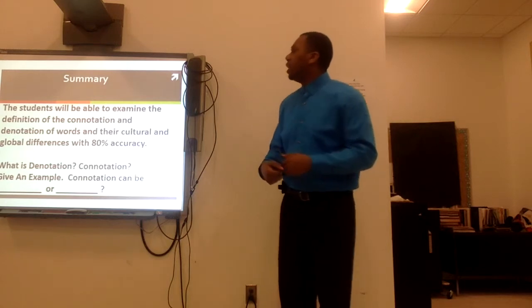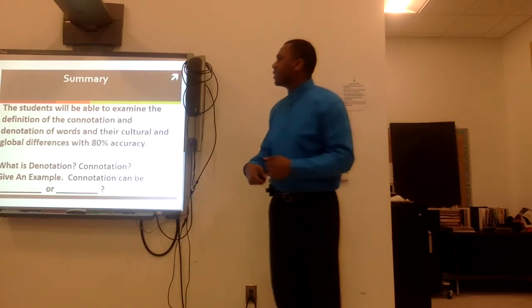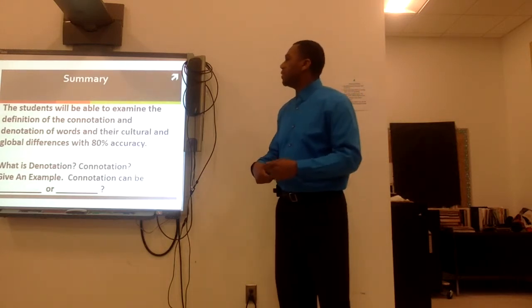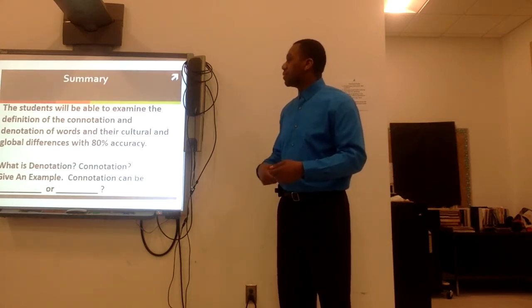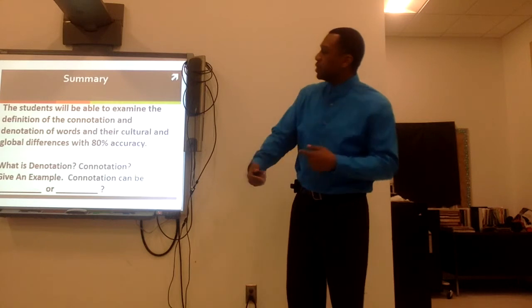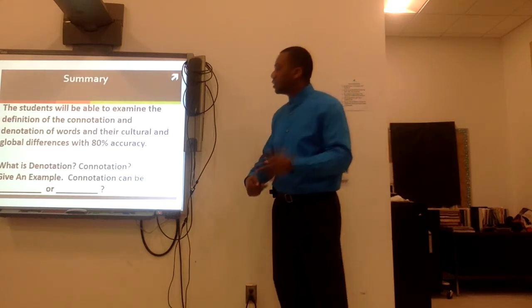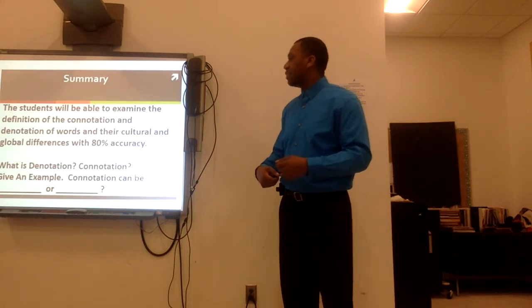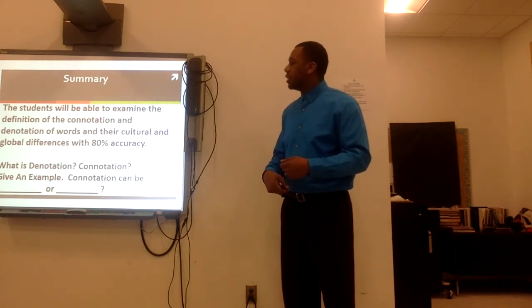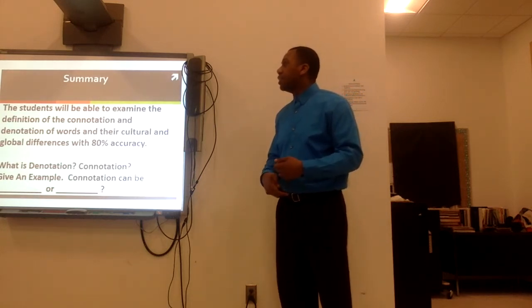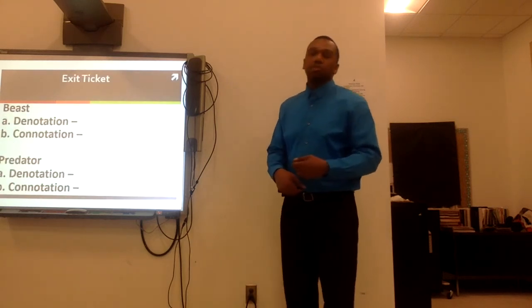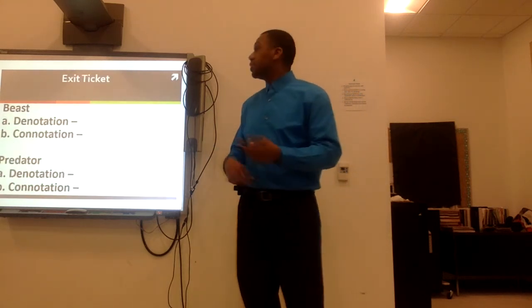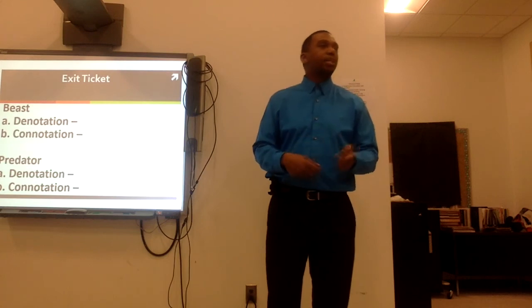But before we get to that, let me give a quick summary of today's lesson. Today's objective was that the students will be able to examine the definition of connotation and denotation of words and their cultural and global differences with 80% accuracy. We said denotation is the dictionary meaning. Connotation is the colloquial meaning, or how we use it in everyday language. And we said that connotation and denotation can be both positive and negative. After you finish your centers, you're going to complete your exit ticket, and then that will conclude the class for today.